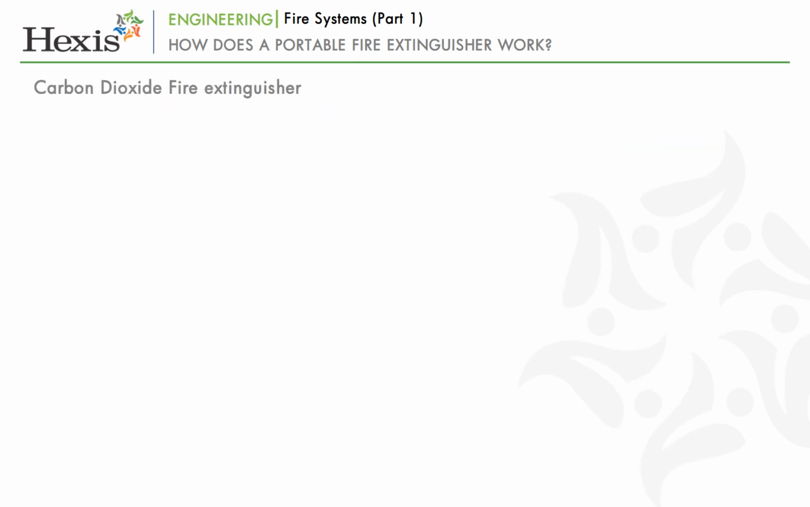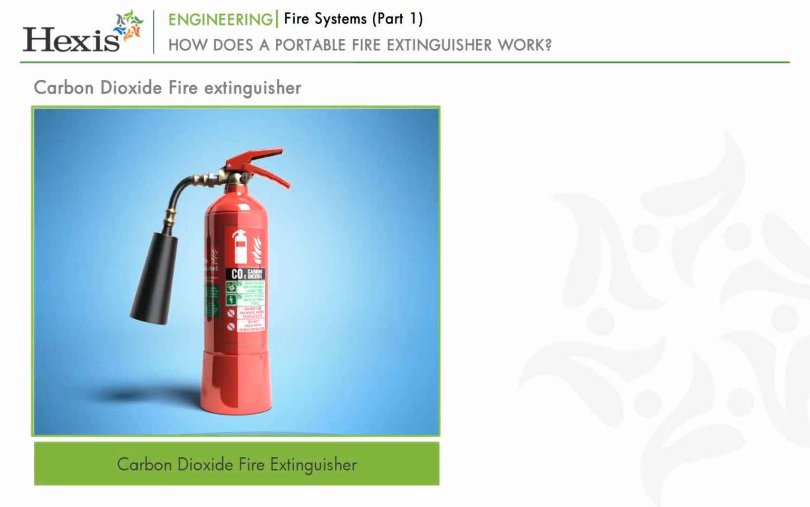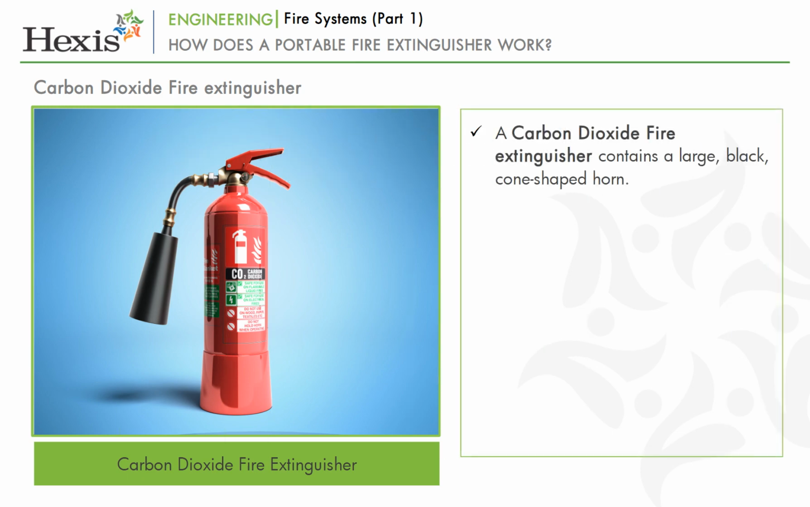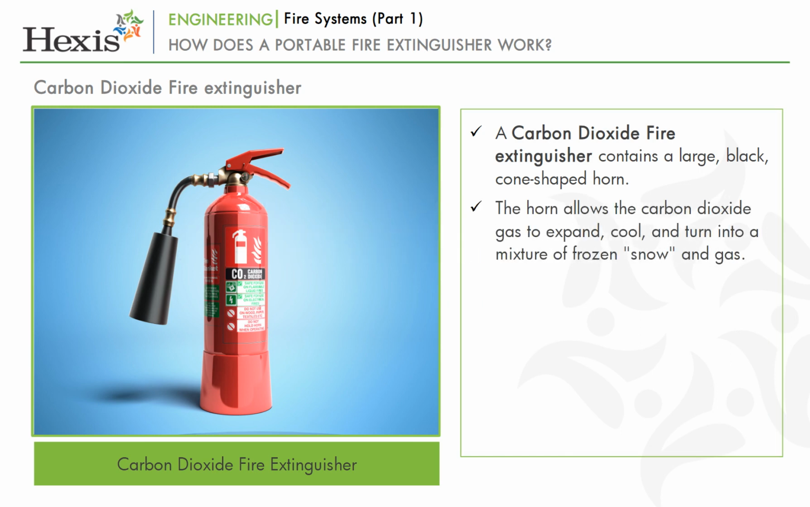Let's now look at a carbon dioxide fire extinguisher, which is another type of fire extinguisher used in facilities. The most noticeable difference between a water extinguisher and one that fires carbon dioxide is the large black cone-shaped horn, which allows the carbon dioxide gas to expand, cool, and turn into a mixture of frozen snow and gas.